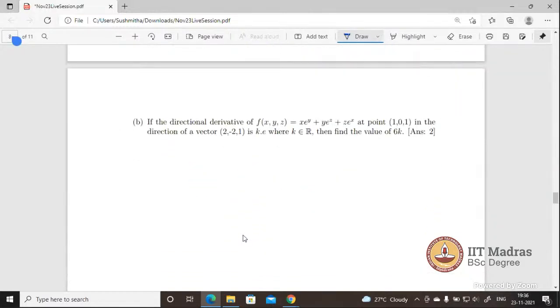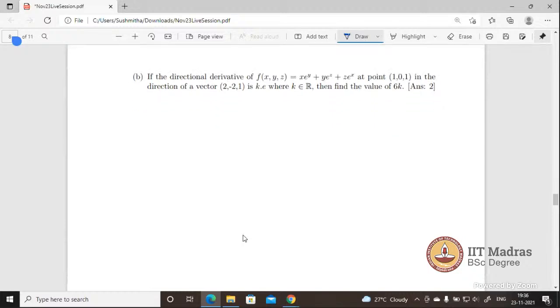Let's try another problem. Yeah, this one is interesting. Once you know the gradient of a function, this problem is going to be very simple. But using the limit, just for the sake of completion, let's solve this problem. I want to find the directional derivative of this function at this point in the direction of this vector. Is this vector a unit vector? No. So what is the unit vector along this direction?